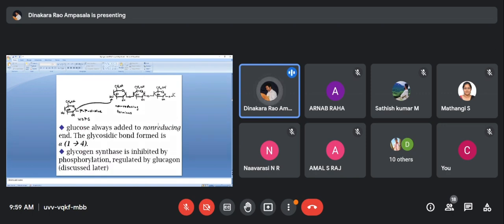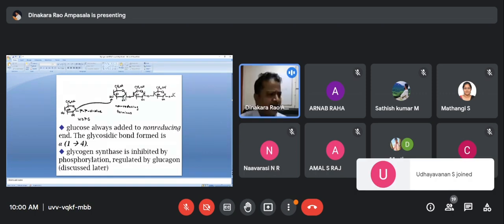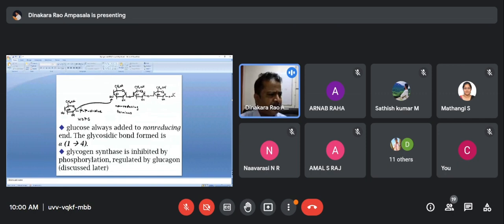So here you can see the growing structure. This is the structure where the initial UDP glucose molecule is attached to the hydroxyl group of the glycogen, and the UDP glucose molecule will come and interact here with the 4th carbon molecule and the 1st carbon molecule, and you can see the alpha-1,4 linkage here. Okay, so UDP will be released from this structure.